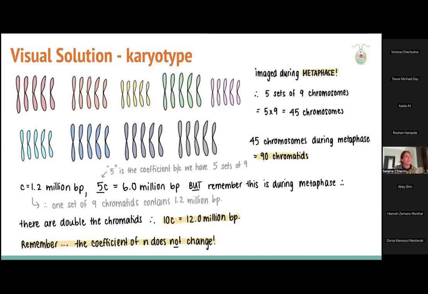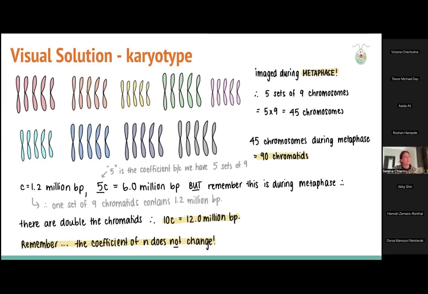Third statement said the weight of the entire genome, all 5 copies, would equate to 12 million base pairs, which we know is true, right? Because if the C value for one set of the chromosomes is 1.2, and then we have 5 sets of the chromosomes, that gives us 6. But remember, this is during metaphase, so that doubles again, giving us 12 million base pairs.